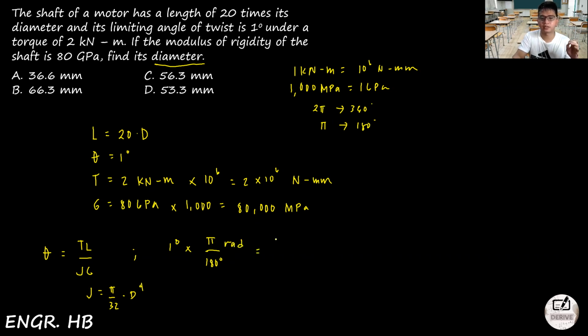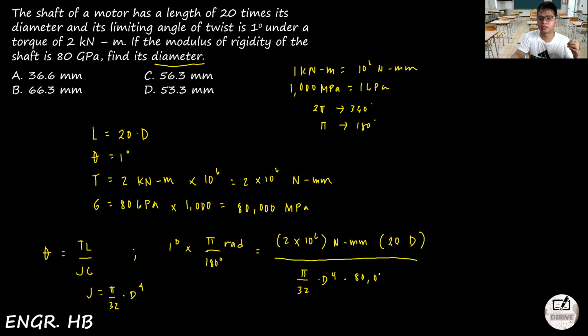is equal to torque, which is 2 times 10 raised to 6 newton-mm, times the length, which is 20 diameters, in terms of d. And of course, the polar moment of inertia is pi over 32 d raised to 4 times G, which is 80,000 megapascal or 80,000 newton per mm squared.